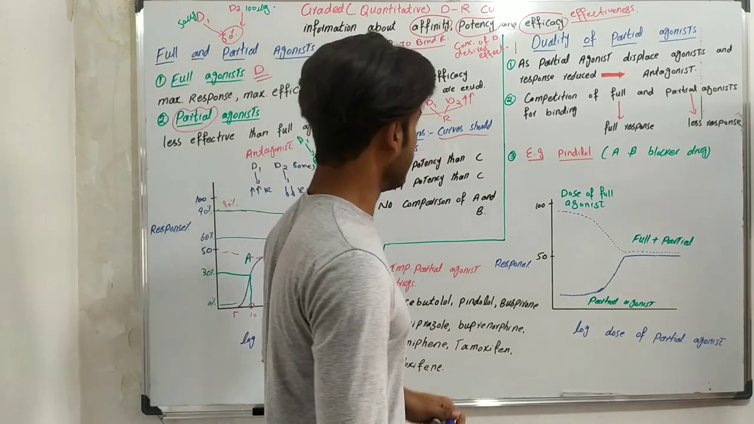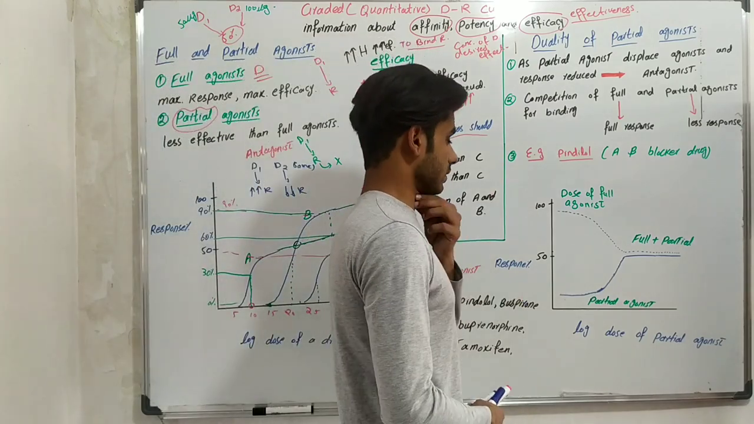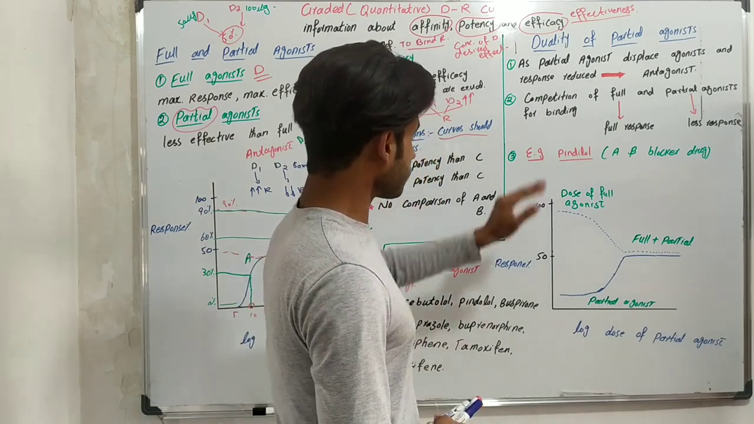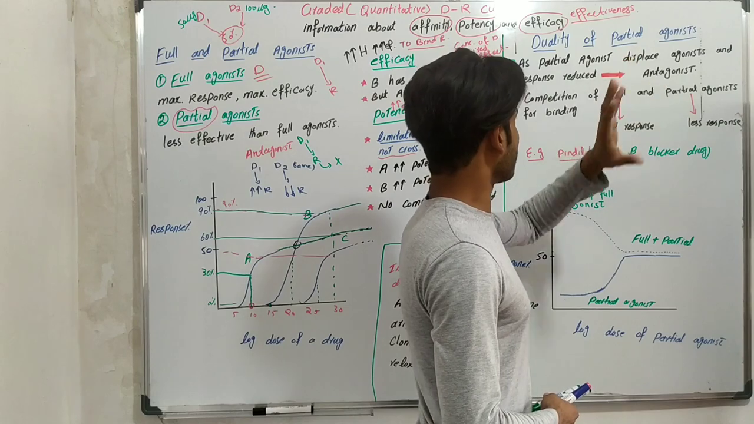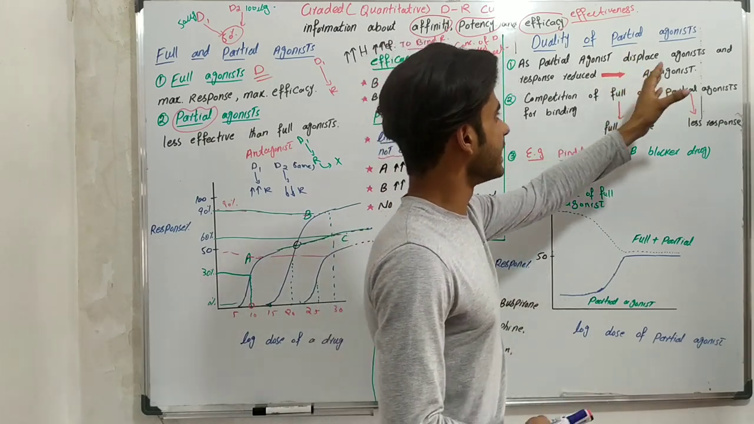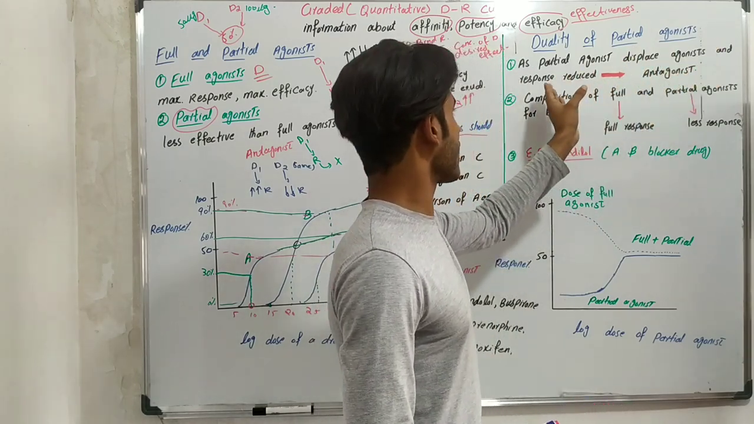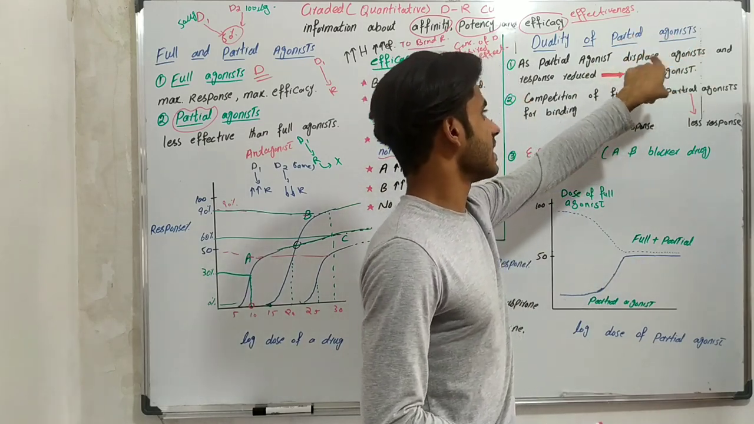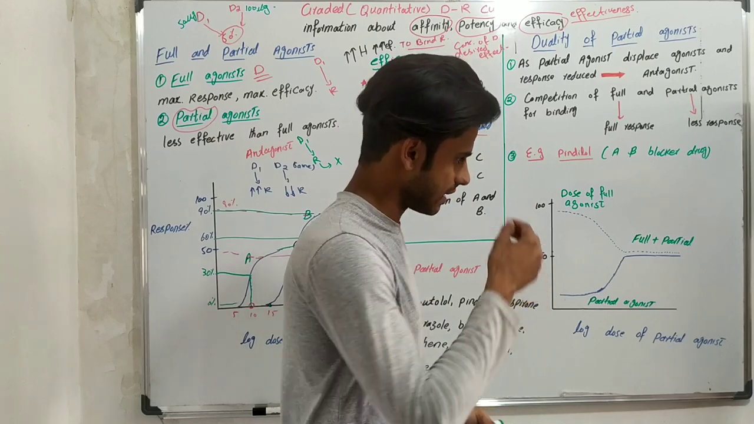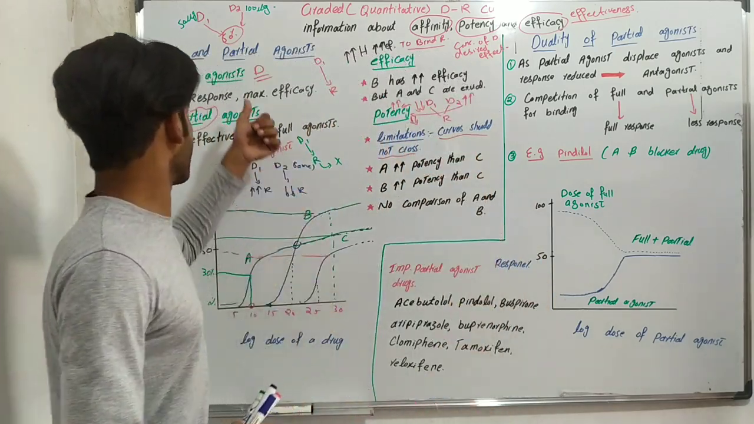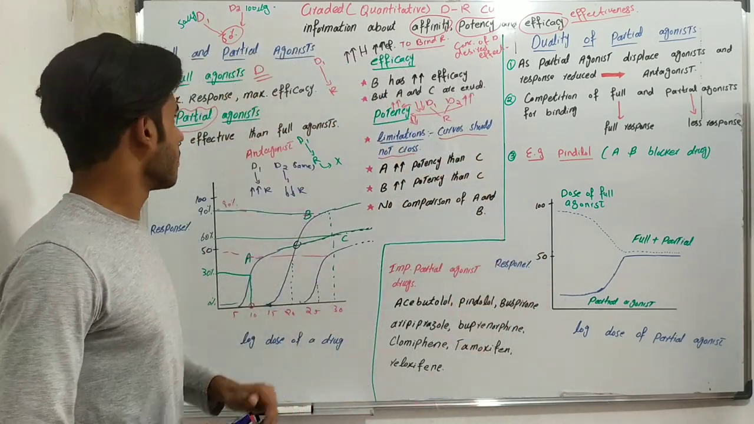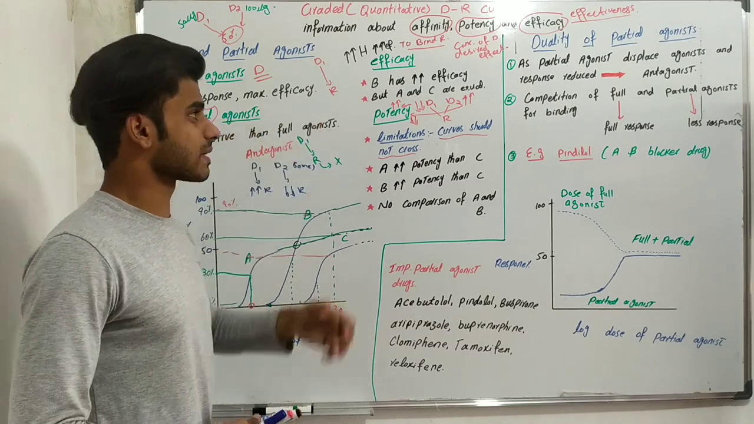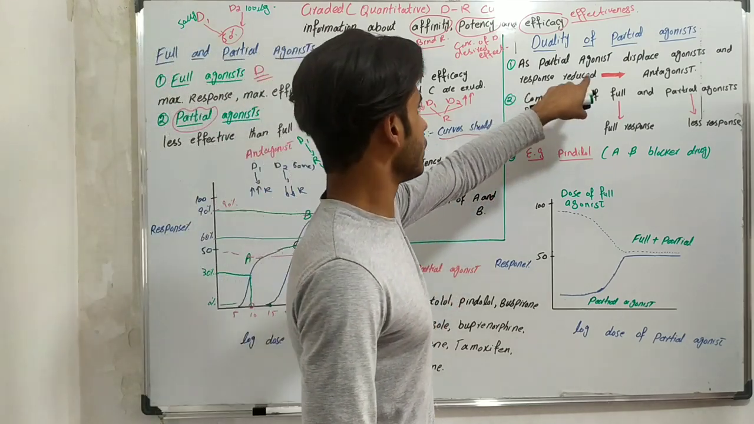So now we will move on and check the duality of partial agonists. Here we will see the duality of the partial agonists. As a partial agonist displaces the agonist, the response is reduced. This partial agonist acts as an antagonist. What does this line say? This line says that the response of the full agonist is 100%, but the response of the partial agonist is less than 100%, meaning the response is reducing.